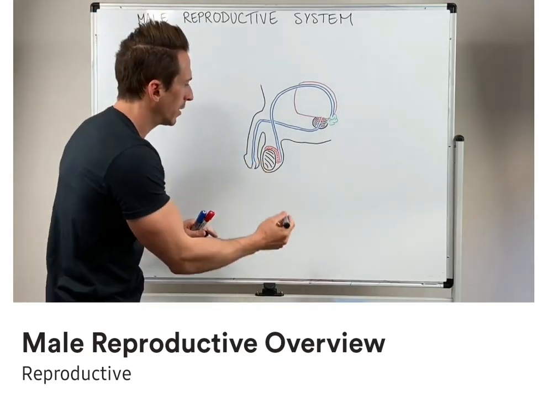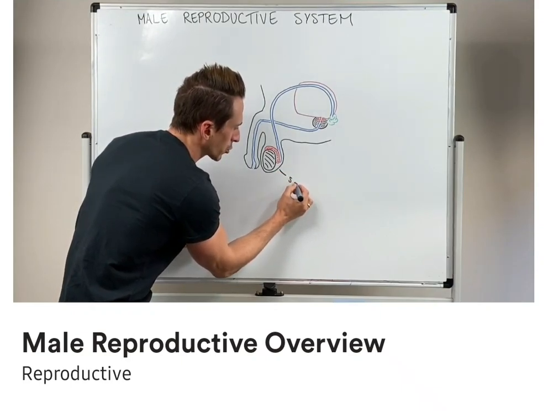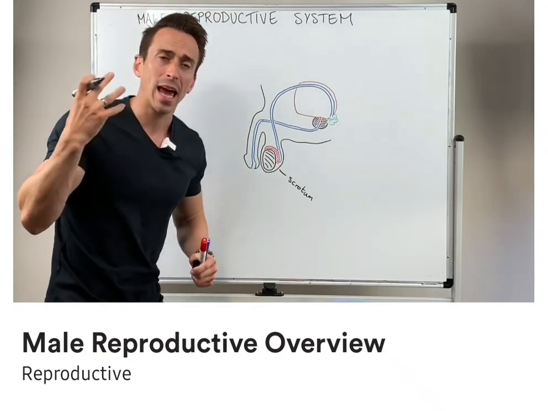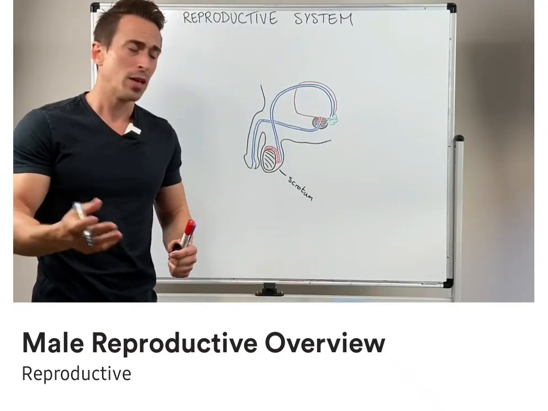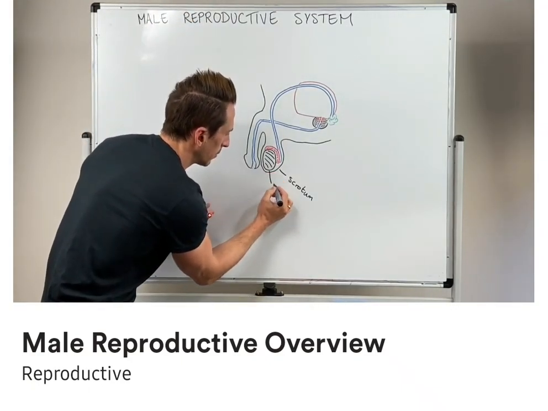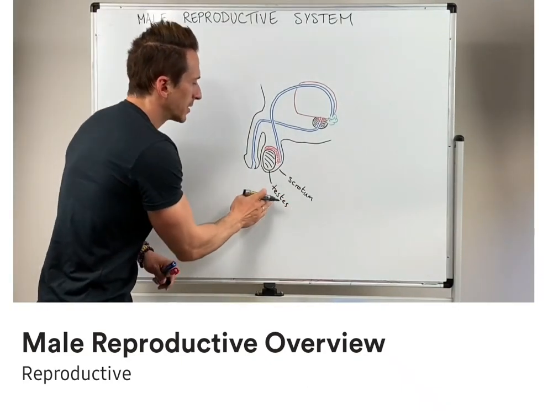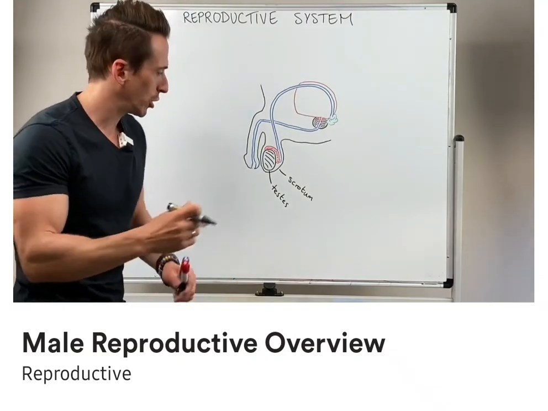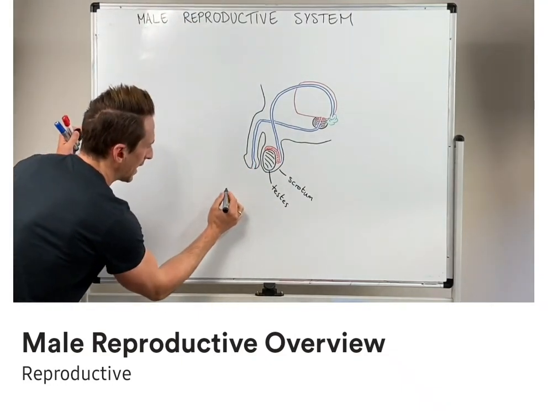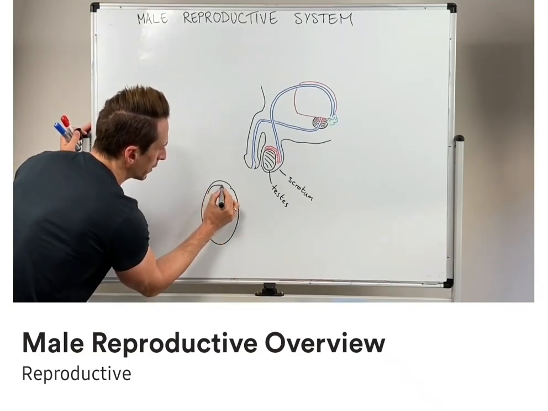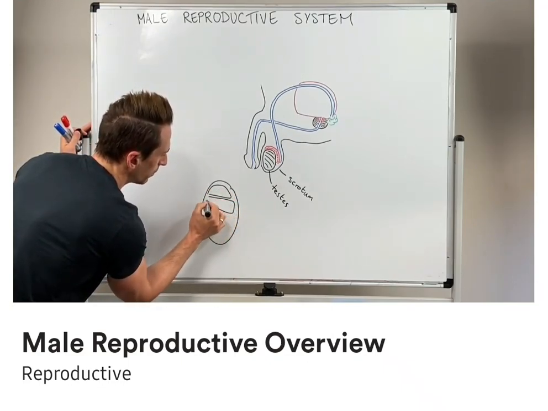So, let's begin. We'll look at the scrotum itself. Now, the scrotum is a sac that houses the testes. Now, testes, plural, T-E-S-T-E-S, the testes is the site of sperm production. Now, if we were to have a look at the testes and have a look inside, you will find that it's made up of these individual lobes.